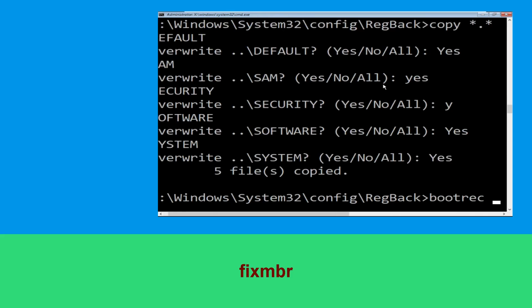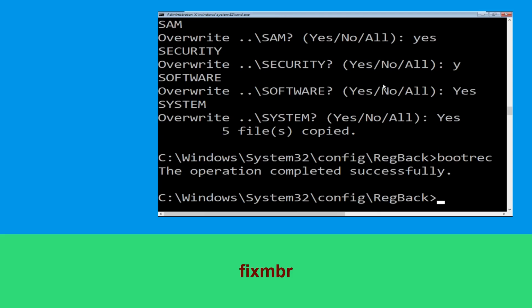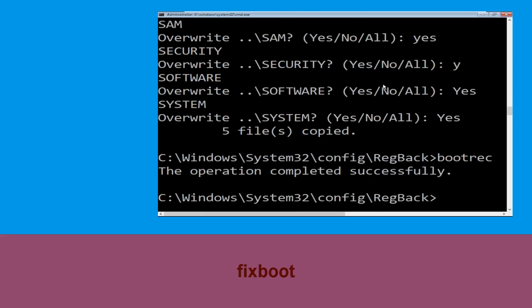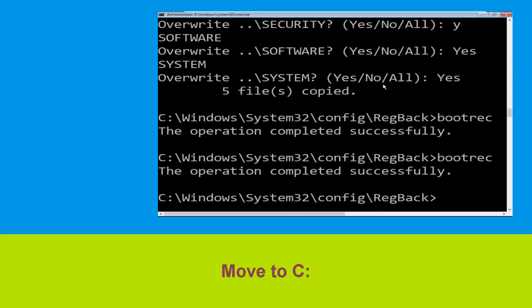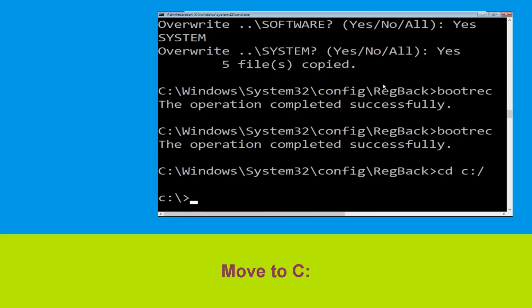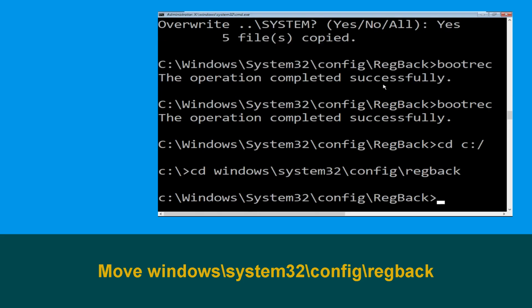Type in bootrec space /fixmbr and hit enter to execute the command. Type bootrec space /fixboot and hit enter. Now type cd space C: / and simply hit enter. Now execute this command. Type cd space Windows /system32 /config /regback, then simply hit enter to execute this command.